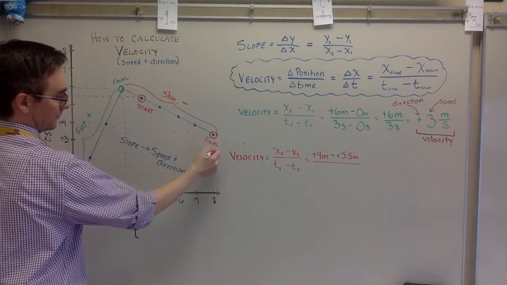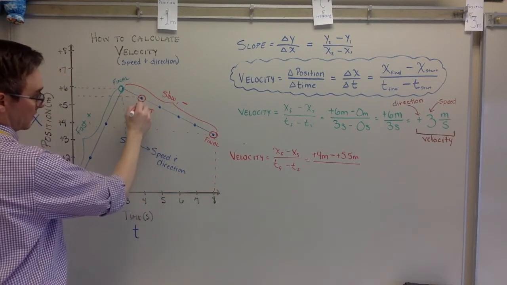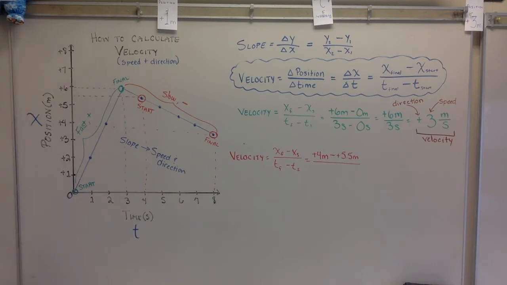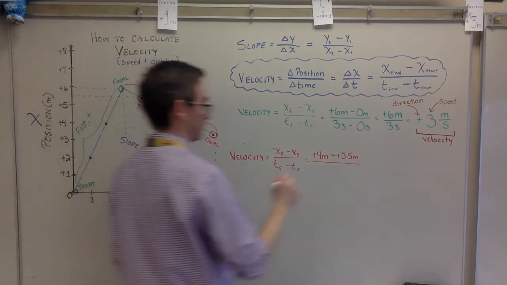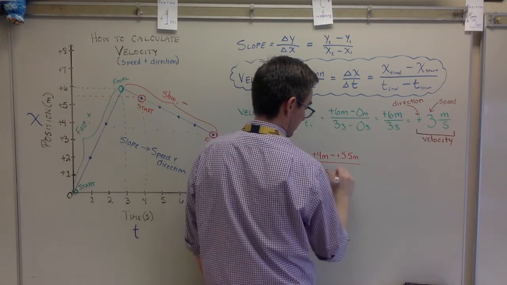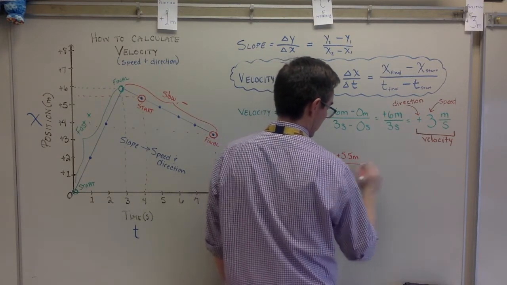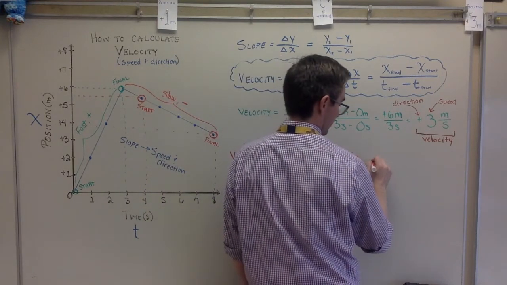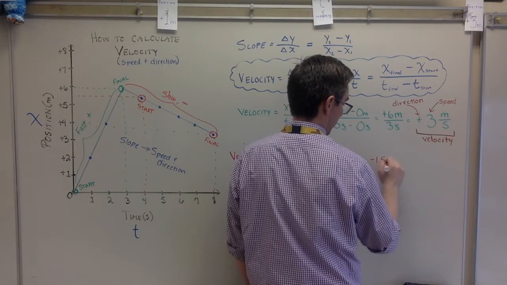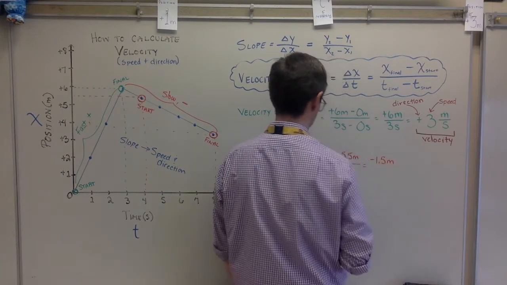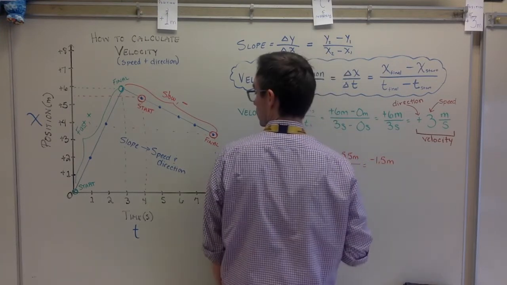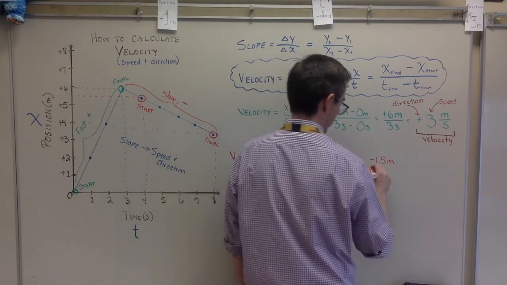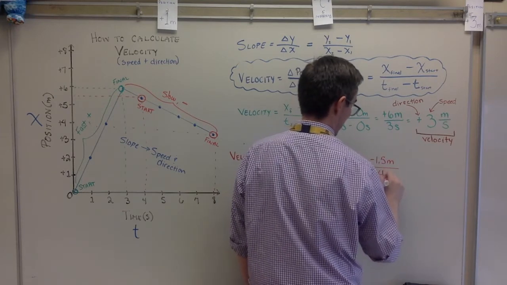My final time, 8 seconds. My starting time, 4 seconds. Positive 4 minus 5.5. It's negative 1.5 meters. Divided by 4 seconds.